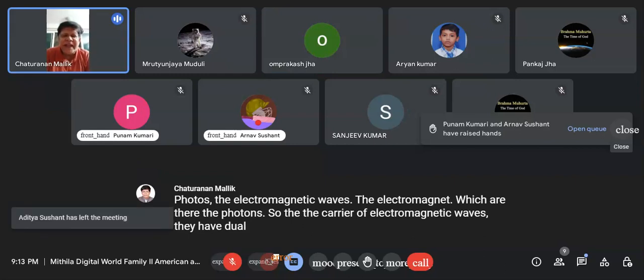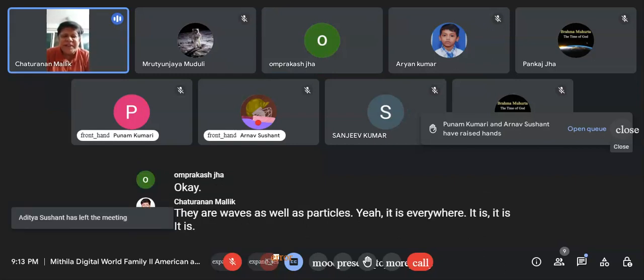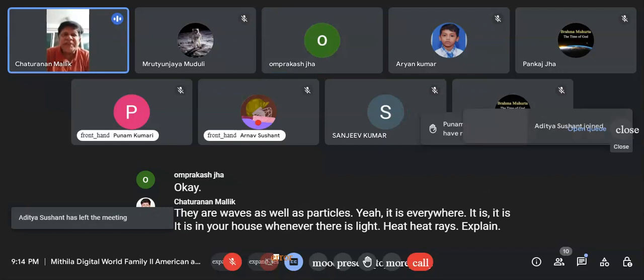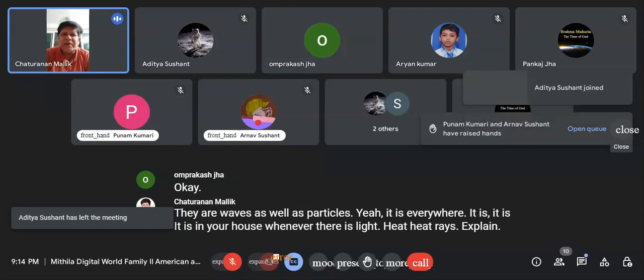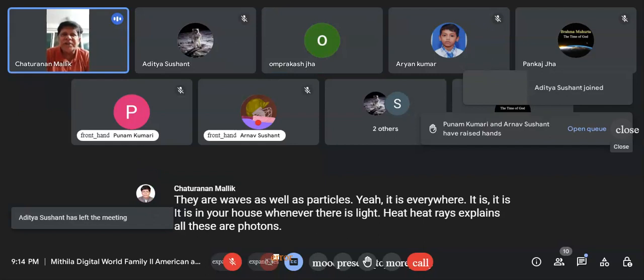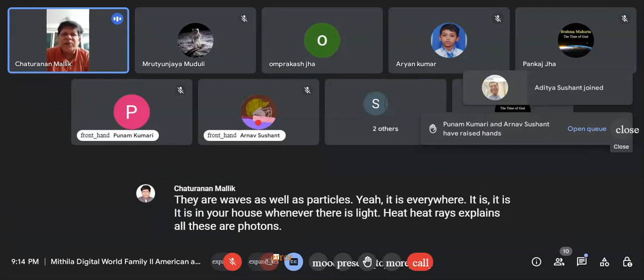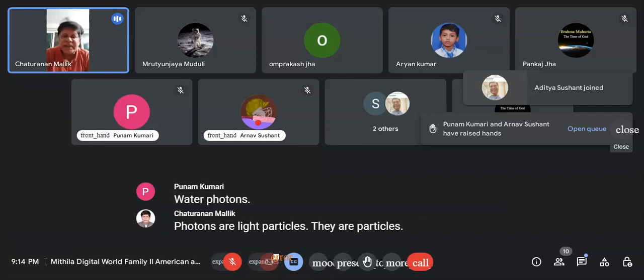It is in your house. Wherever there is light, heat rays, X-rays, all these are photons. Sir, what are photons? Photons are light particles. They are particles which have electromagnetic properties. They also have wave properties. We call it electromagnetic wave, and they have particle properties also.